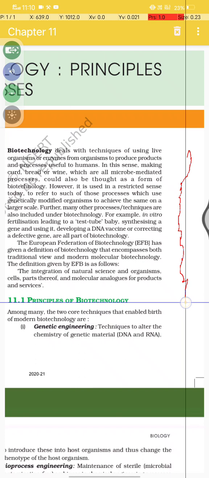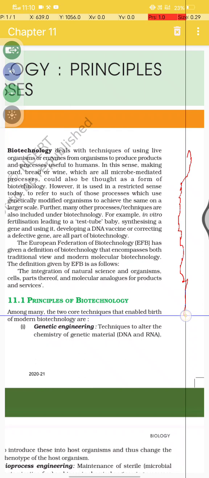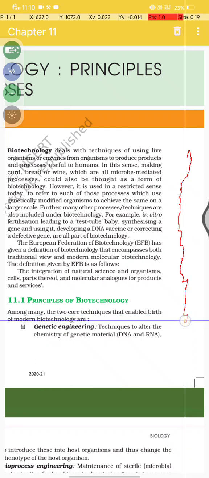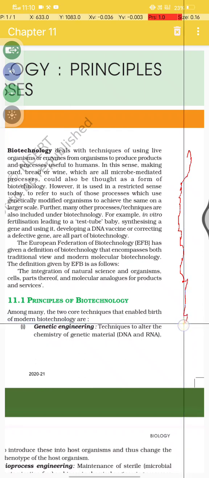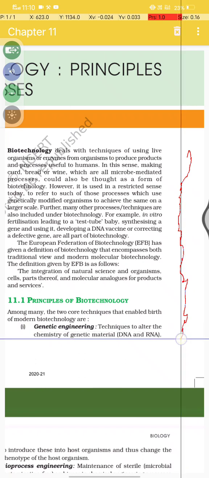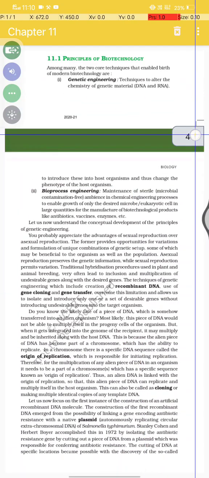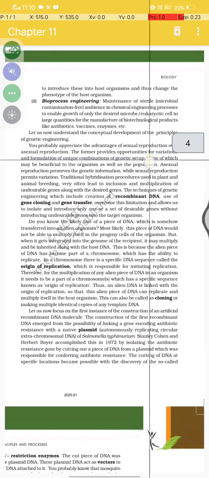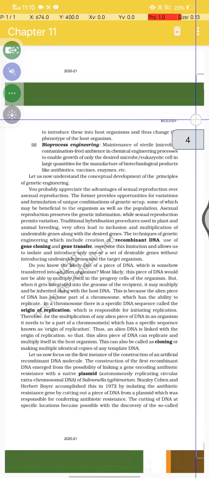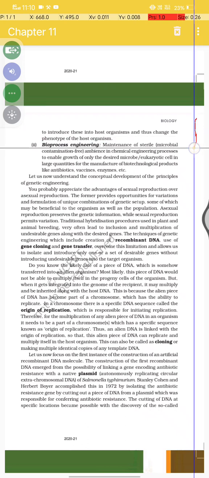11.1 Principles of Biotechnology. Among many, two core techniques that enabled the birth of modern biotechnology are genetic engineering, a technique to alter the chemistry of the genetic material, DNA and RNA, to introduce these into the host organism and thus change the phenotype of the host organism.